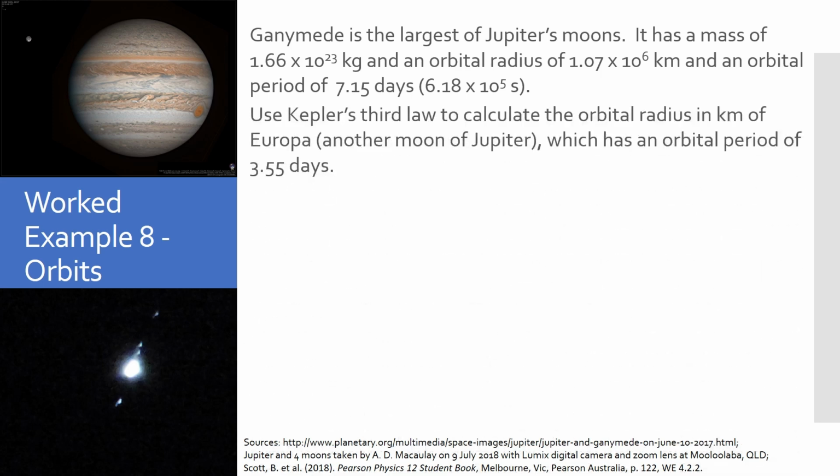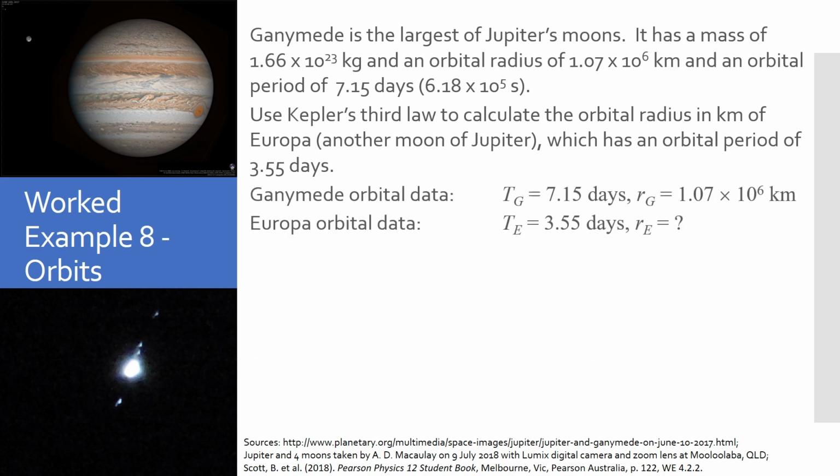Using Kepler's third law, calculate the orbital radius in kilometers of Europa, which is another moon of Jupiter, which has an orbital period of 3.55 days. Now, this is a textbook question, but remember that the formula that we need is not on the formula sheet.